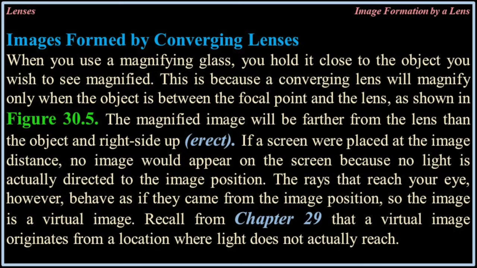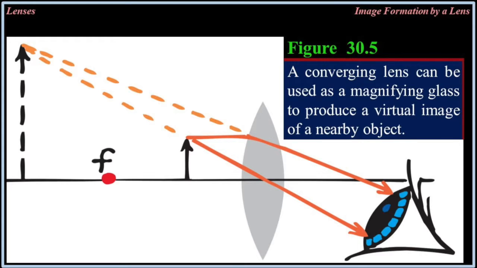If a screen were placed at the image distance, no image would appear on the screen because no light is actually directed to the image position. The rays that reach your eye, however, behave as if they came from the image position, so the image is a virtual one. Recall from Chapter 29 that a virtual image originates from a location where light does not actually reach. Figure 30.5, a converging lens can be used as a magnifying glass to produce a virtual image of a nearby object.